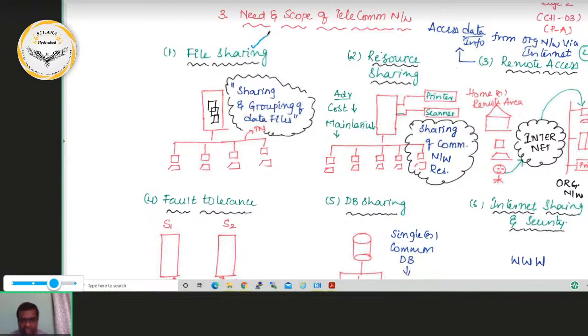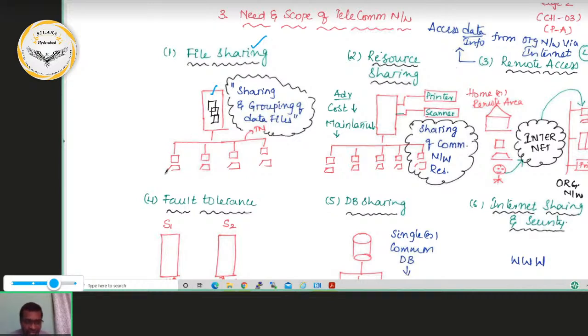What is the first advantage? The first advantage is called file sharing. What do you mean by file sharing? Let us assume this is a server, and these are certain clients. What do you mean by server? A server is an advanced computer where you connect multiple processors together. We studied the definition of processor: a hardware unit which executes instructions. If you combine a few processors together, it becomes a server.